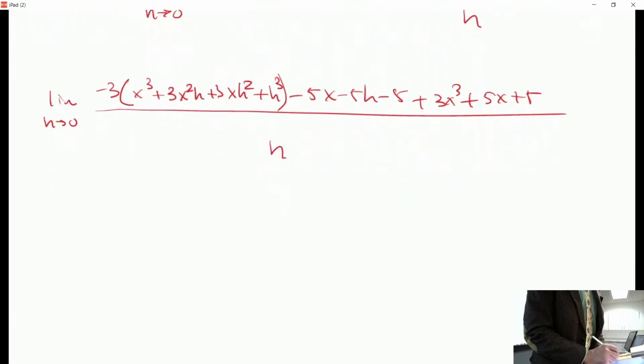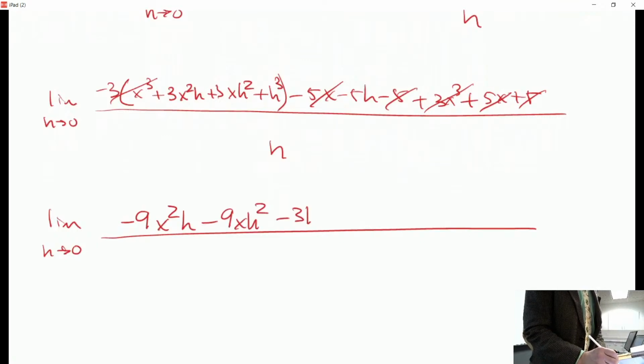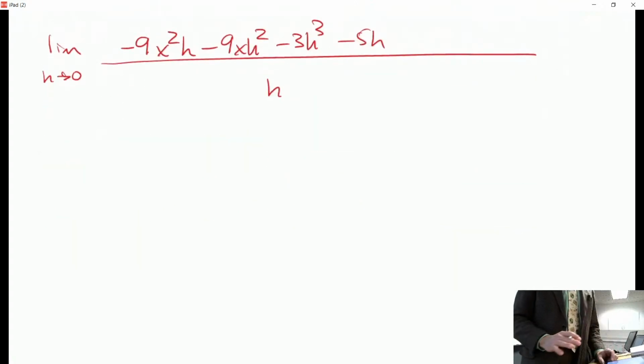Yeah, this could be a problem with Lumen, not a problem with you. That'd be nice to know. Okay, so let's see. I'll just start canceling. That's going to cancel there. This will cancel. This will cancel. So that leaves us with negative 9x squared h minus 9xh squared minus 3h cubed minus 5h. Did I get it all? I think I got it all. Okay. Yeah, if you got the second one right and the first one wrong, then I'm really suspicious of Lumen being the problem here.